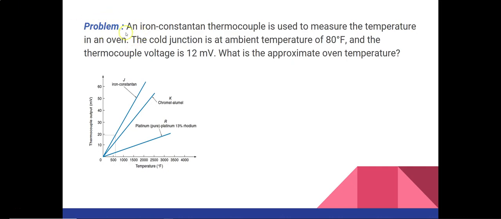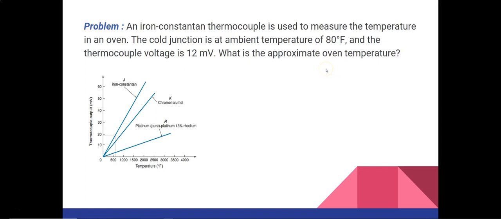Let's see this problem based on the temperature sensor. It says an iron-constantan thermocouple is used to measure the temperature in an oven. The cold junction is at an ambient temperature of 80 degrees Fahrenheit, and the thermocouple voltage is 12 millivolts. What is the approximate oven temperature? So this ambient temperature of 80 degrees Fahrenheit is your reference temperature value. And the thermocouple voltage of 12 millivolts is your V hot voltage, so hot junction voltage we can say. In this one we have to find the oven temperature.